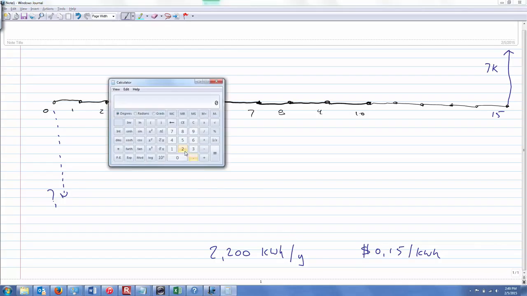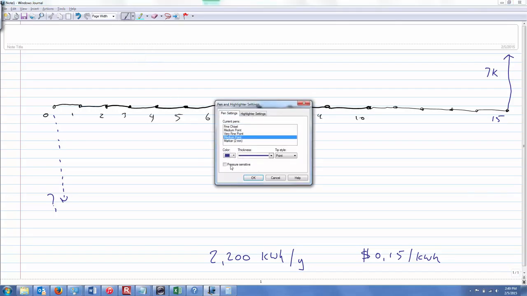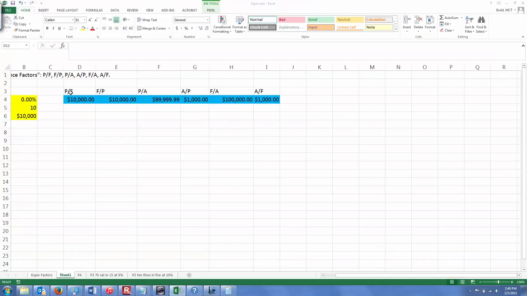So we're doing 2,200 times 0.15 equals, so $330. Let's go up here, pen settings, color, green. Okay. So what we're looking at is these arrows should all be the same size. And each one is 330, right there. Okay.